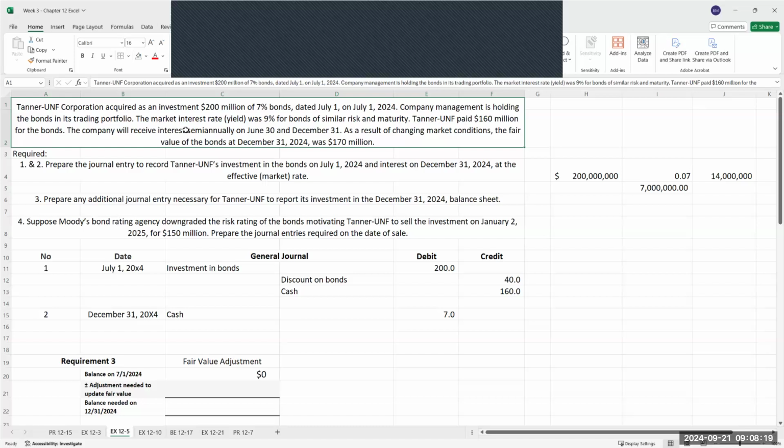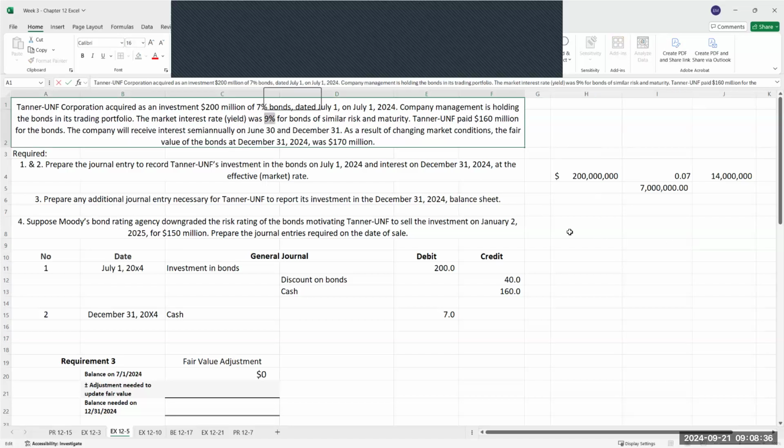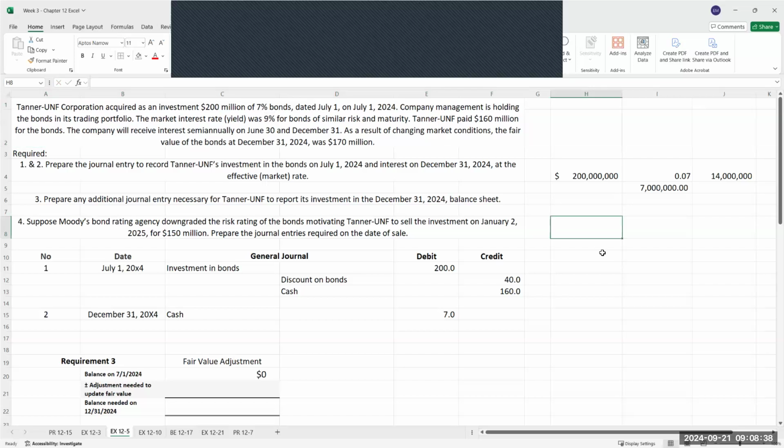All right. So the next thing we need to do is we account for reducing the value and the discount on bonds. And the next thing, or we can even work backwards and factor it in. So the market is paying 9%. So same scenario, 200 million. Let me just make sure it's the correct amount.